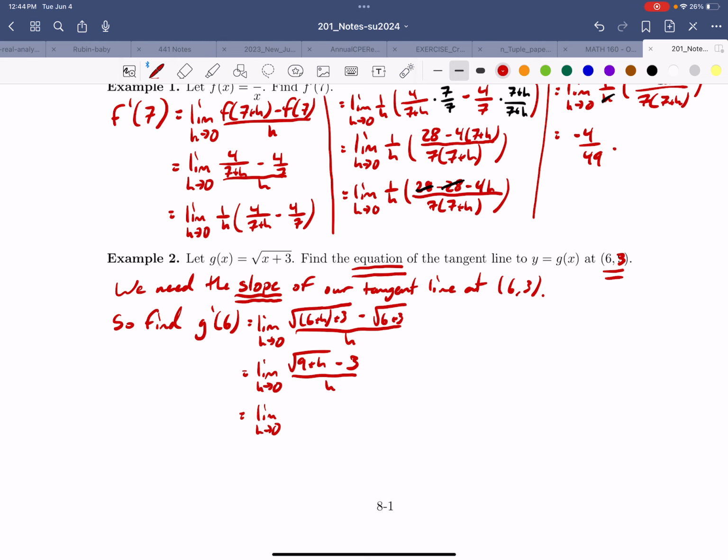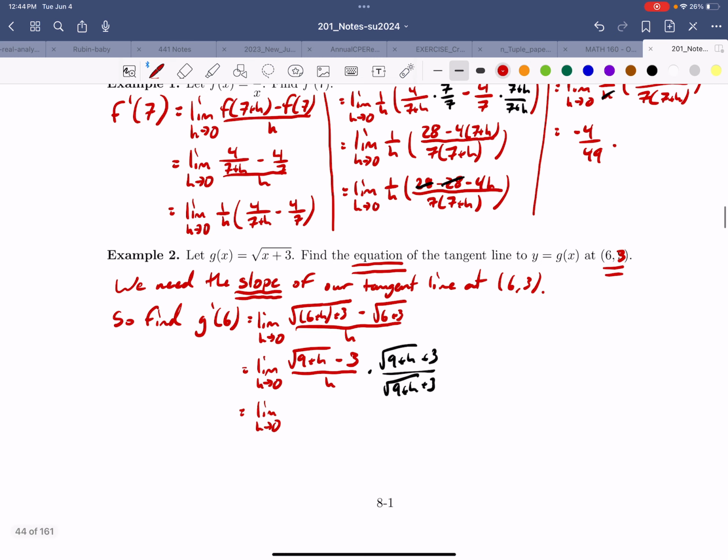And then remember, what do we do in this situation? We've got 0 over 0. We've got a square root minus a number. You guessed it. Multiply by the conjugate over the conjugate, of course, because we can't change the value. So this is going to wind up giving us 9 plus h minus 9 divided by h times this nonsense. Remember, don't simplify that. You don't need to.